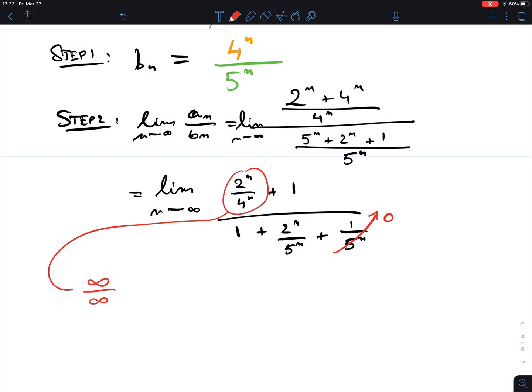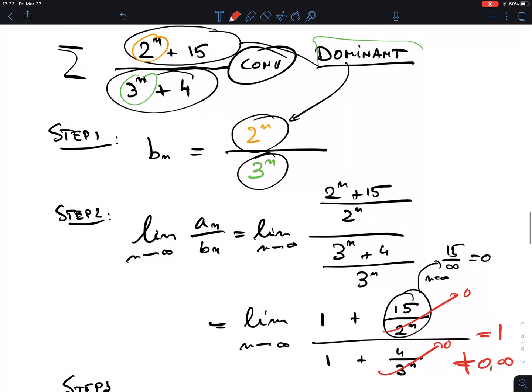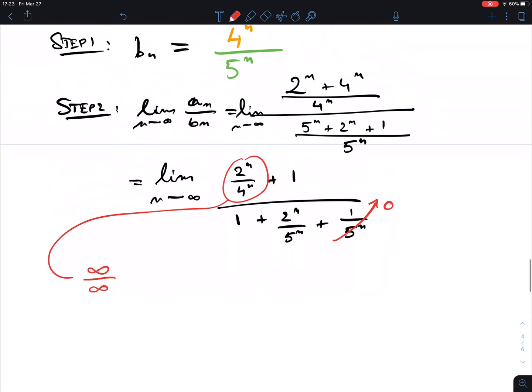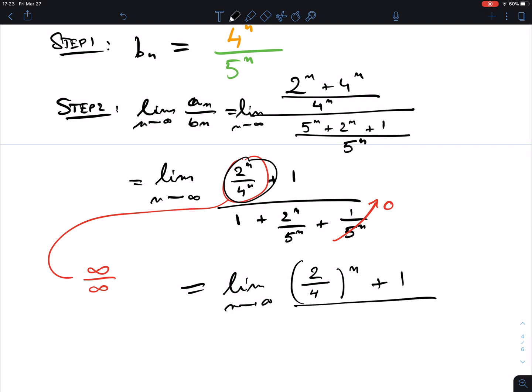Think a bit about it. It's actually something we've done already, not for limits. But remember, if you have a fraction of two powers, exponentials, you can write it as a single exponential. So let's do that. I'm going to rewrite my 2 to the n over 4 to the n as 2 divided by 4, to the power n, plus 1, plus, and I will do the same with this one: 2 over 5, to the power n, plus 1 over 5.